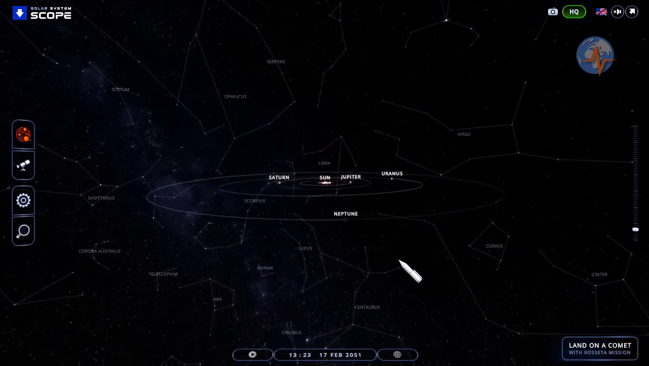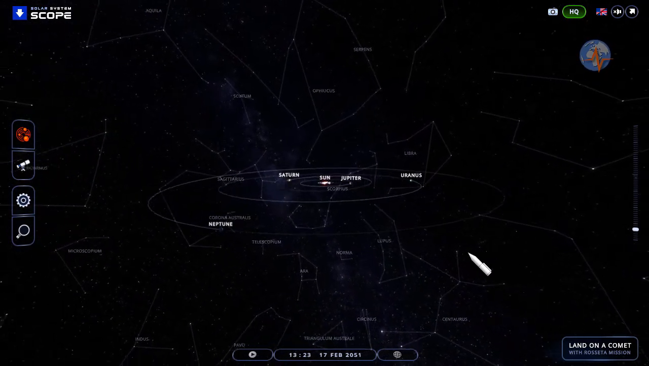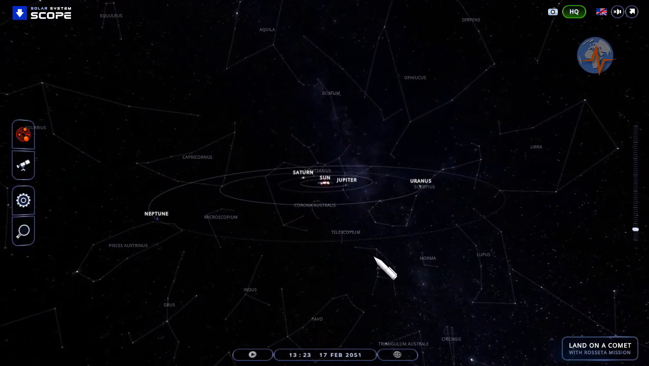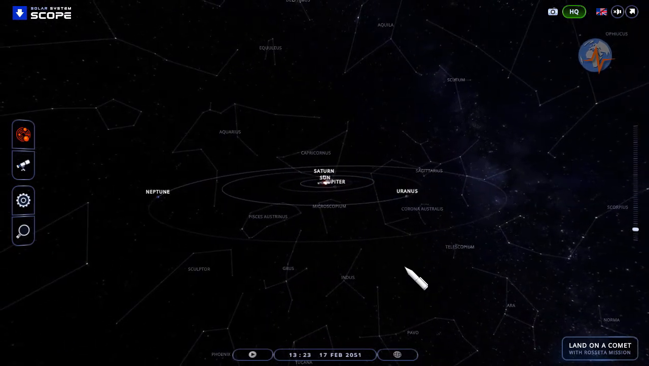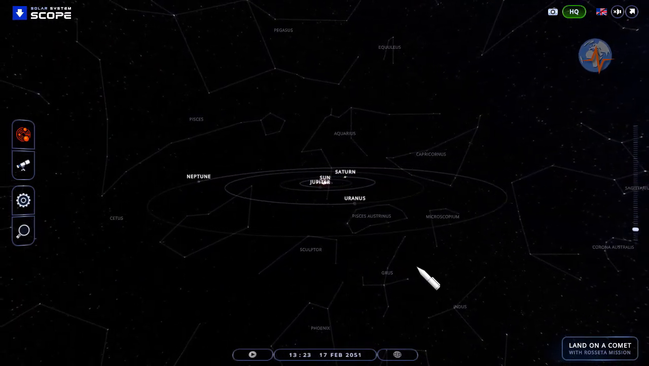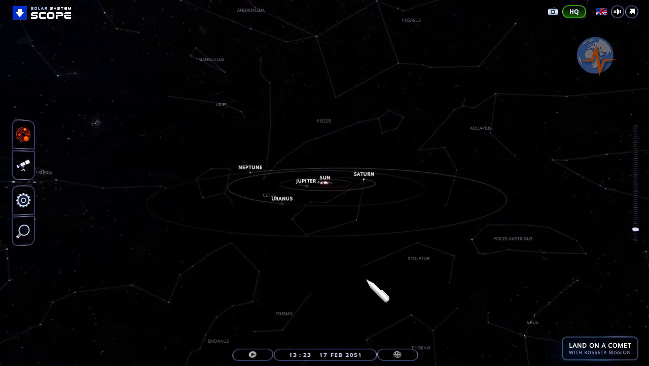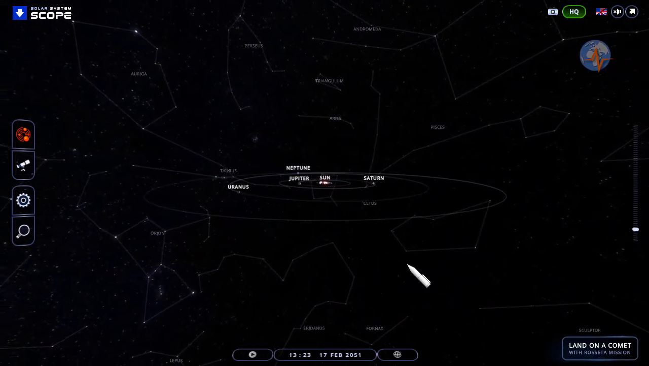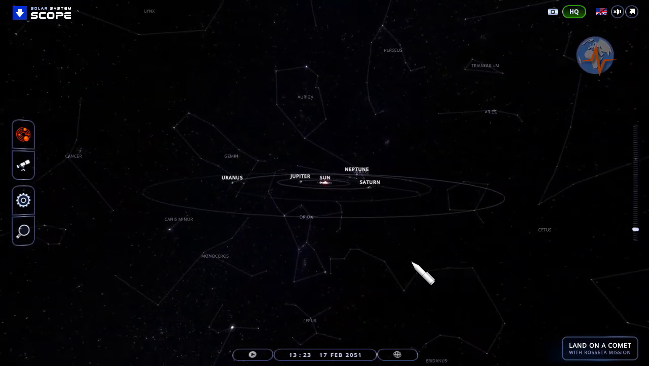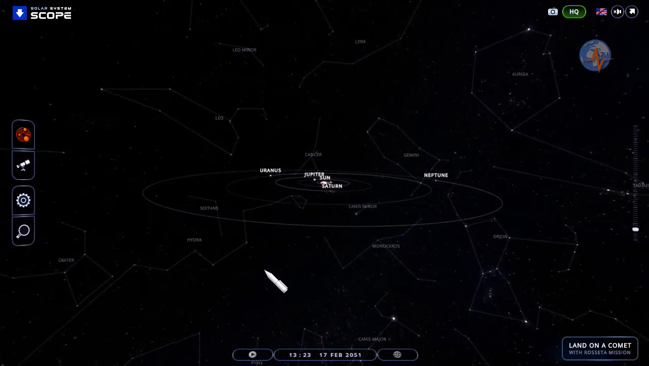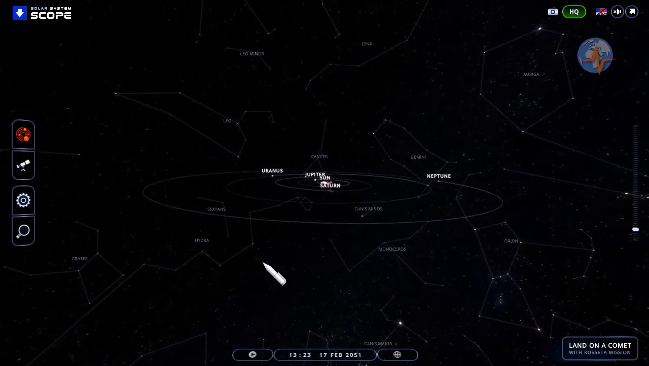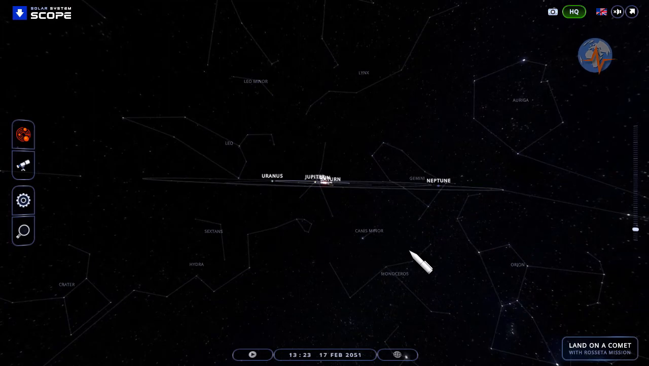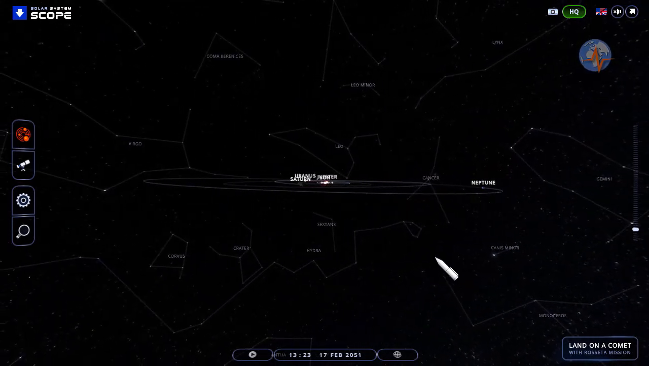Libra, Scorpio, Sagittarius, Capricorn, Aquarius, Pisces, Aries, Taurus, Gemini, and Cancer. So what these constellations have in common is that they are more or less along the plane of the ecliptic.